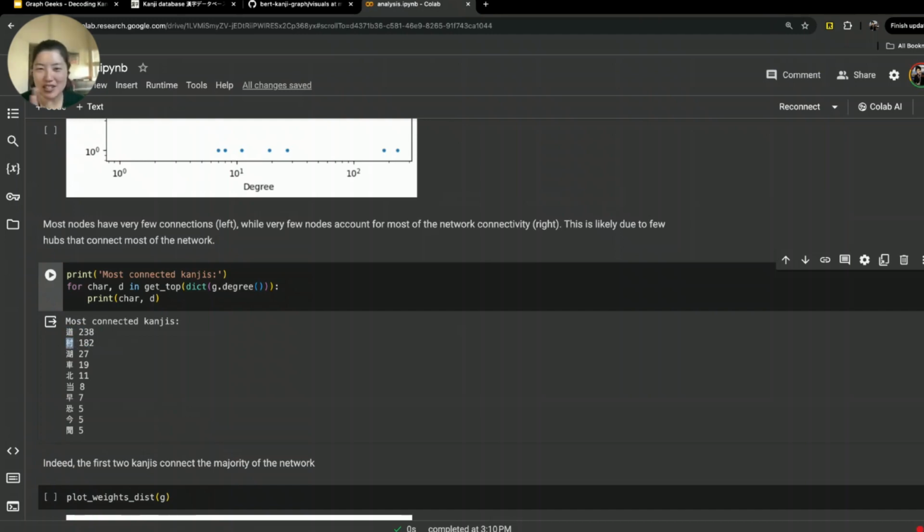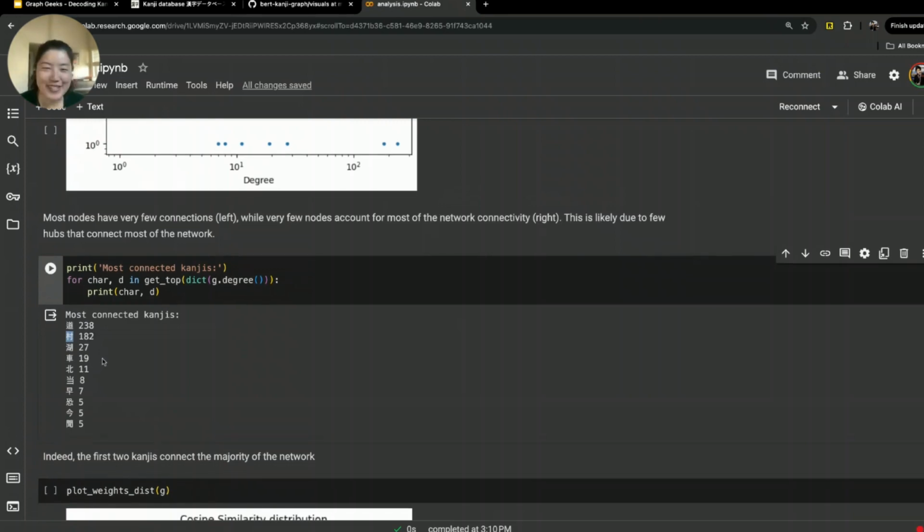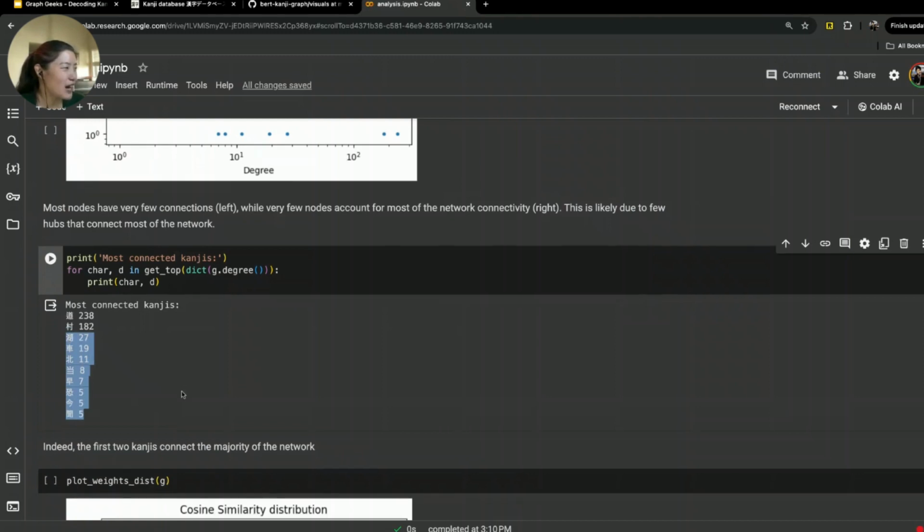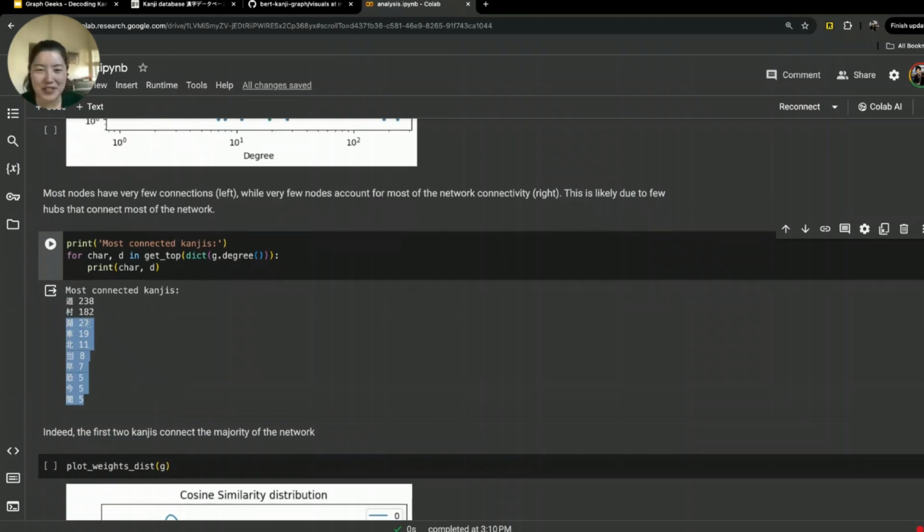But again, each character has many meanings. One of the meanings of village, yes, it literally is village, but it also typically is used to mean community, like network, which I also thought was kind of ironic considering our analysis, but also great for GraphGeeks. And then the rest are somewhere in a very average position with not that many connections. You see it drops down significantly to like 27 and then down to 5.